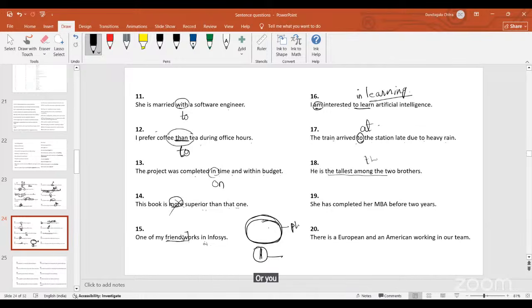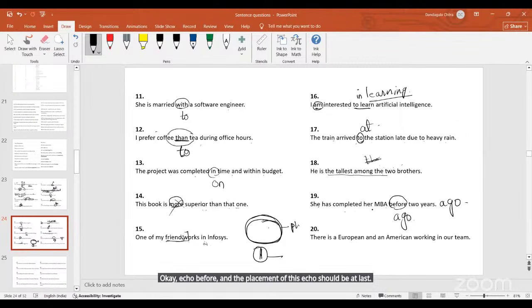Or you can also put that. He is taller than the two brothers. As they didn't give separate names, so you can skip this then. You can simply put he is taller of the two brothers. Okay, next. She has completed her MBA before 2 years. She has completed her MBA 2 years ago. Yes, ago, not before, and the placement of this ago should be at last. She has completed her MBA 2 years ago.